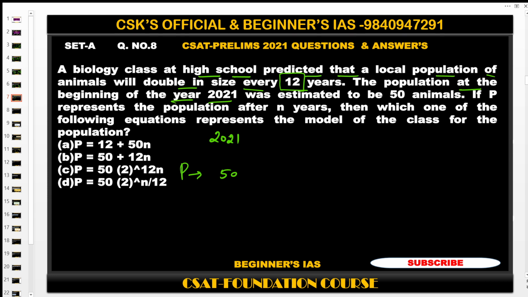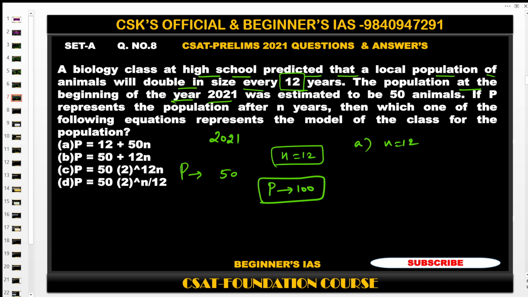Here it is clearly stated that every 12 years it doubles. So obviously the value of n is equal to 12. You need to check the condition that while substituting n equal to 12, you need to get P equal to 100, since it gets doubled. That is the logic behind this. Whatever equation satisfies this is the answer. So when you substitute n as 12 in the first case, it surely exceeds 100. So therefore that is not the answer.